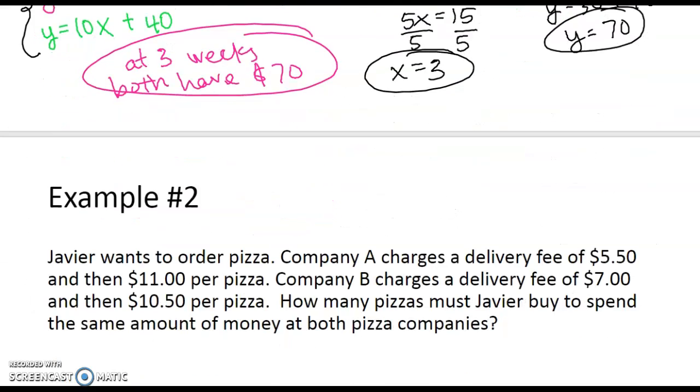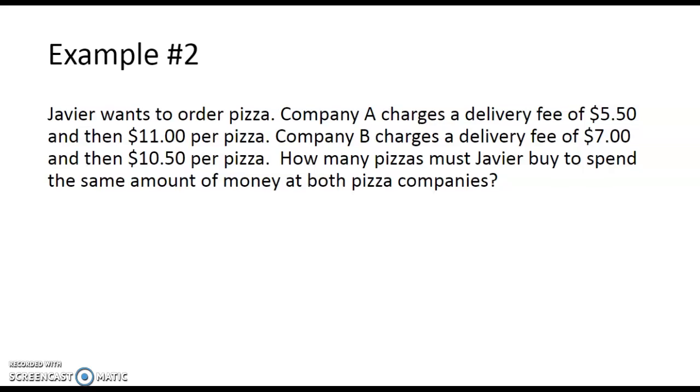Okay, let's look at a second example. Javier wants to order pizza. Company A charges a delivery fee of $5.50 and then $11 per pizza. Company B charges a delivery fee of $7 and then $10.50 per pizza. How many pizzas must Javier buy to spend the same amount of money at both pizza companies?